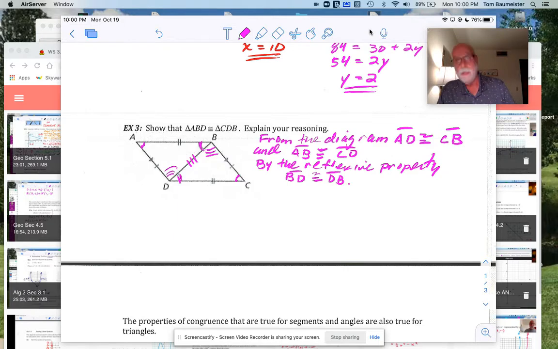Now, I'm sure since it is called the reflexive property, ladies and gentlemen, if you said BD is congruent to BD, I'm pretty sure, 90% sure that the homework on the Big Ideas website will let that happen. If not, I would go in and change it on the test. I will guarantee you that. All right. So now we have all the sides are congruent, right?